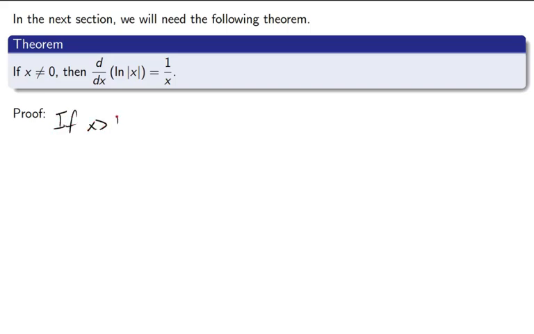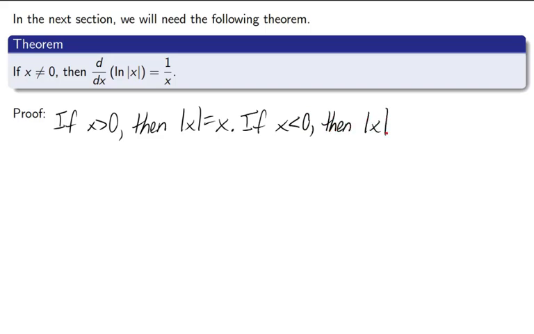So if x is greater than 0, then the absolute value of x equals just x. If x is less than 0, then the absolute value of x would make it positive, but since it were negative already, that's the same thing as negative x. And you've encountered this form of the absolute value function in the past. It's a piecewise function. It's x when x is positive, and it's negative x when x is negative.